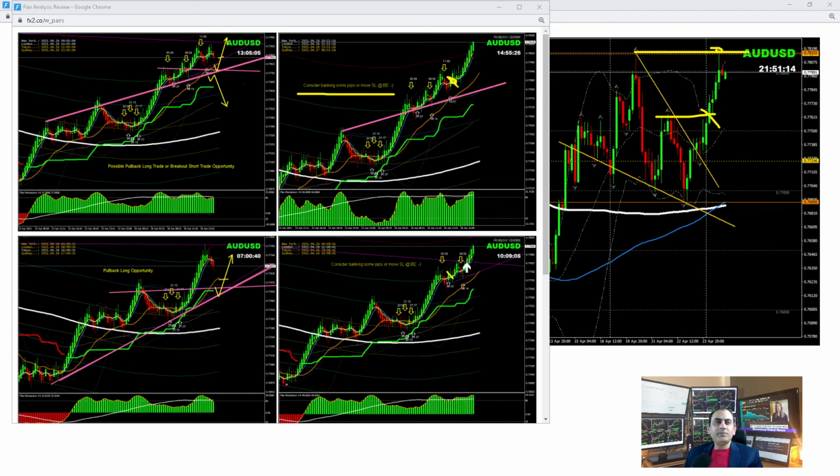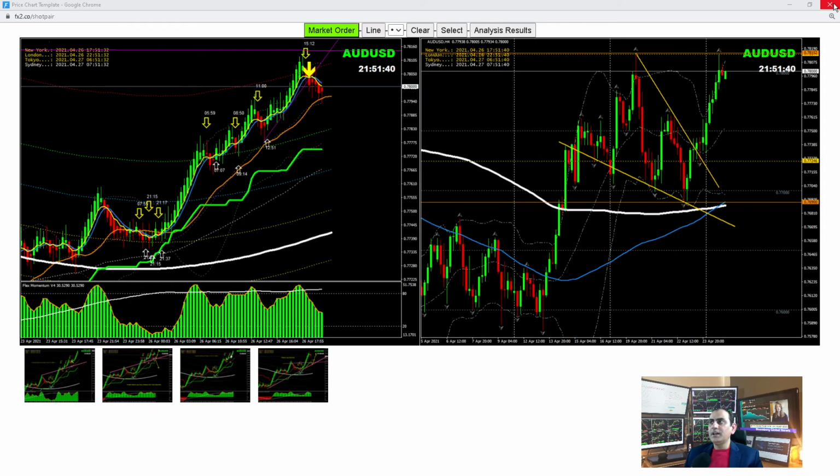So you can see we had beautiful trades on Aussie dollar, Kiwi dollar, amazing trades. Most of the traders bank beautiful pips, and that's exactly what happens every single day.